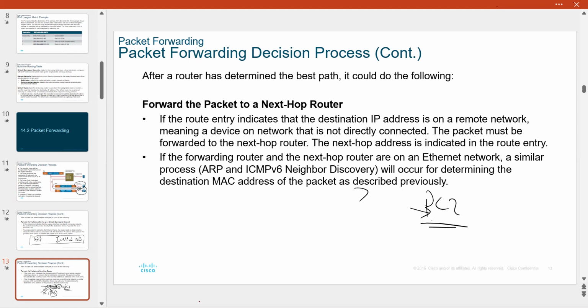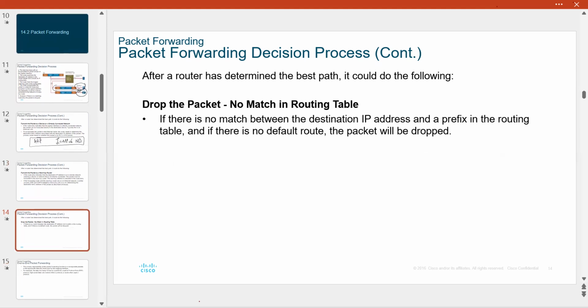Packet forwarding decisions, etc. Right, let's move to drop the packet. This is obvious. If a packet cannot match, it gets dropped. That's why you should always have a default route, so that packets don't get dropped within the network. Instead they go out to the internet via the ISP, and if they find nothing there, that is where they get dropped.